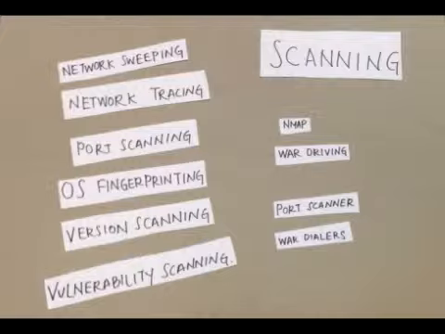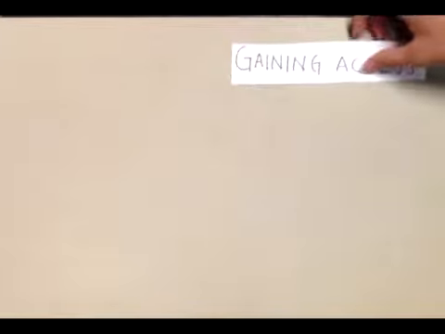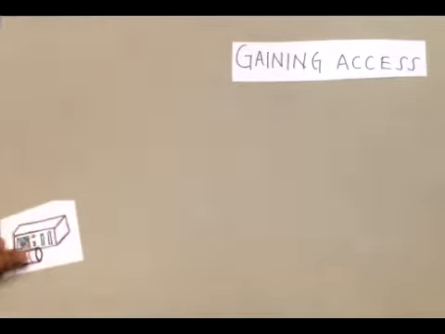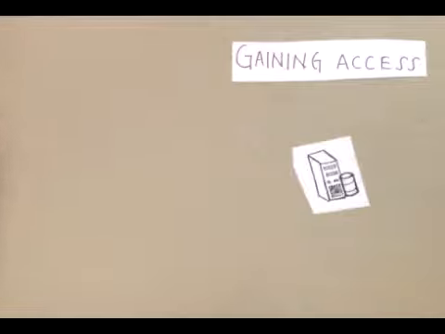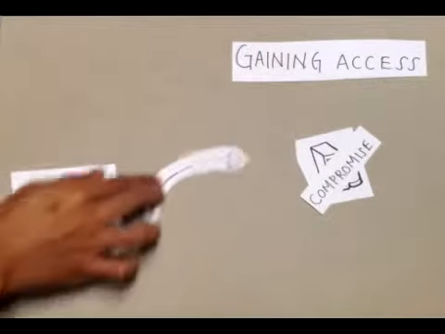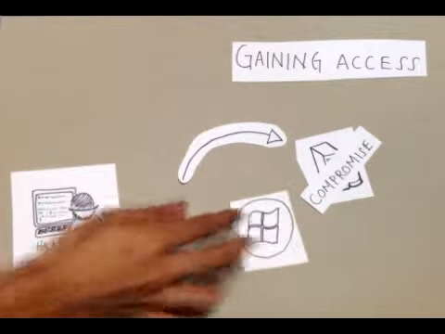Moving on to phase 3, gaining access. Gaining access is also known as owning the system, whereby hackers will try to gain access into the system by various ways, such as exploiting the OS vulnerability.